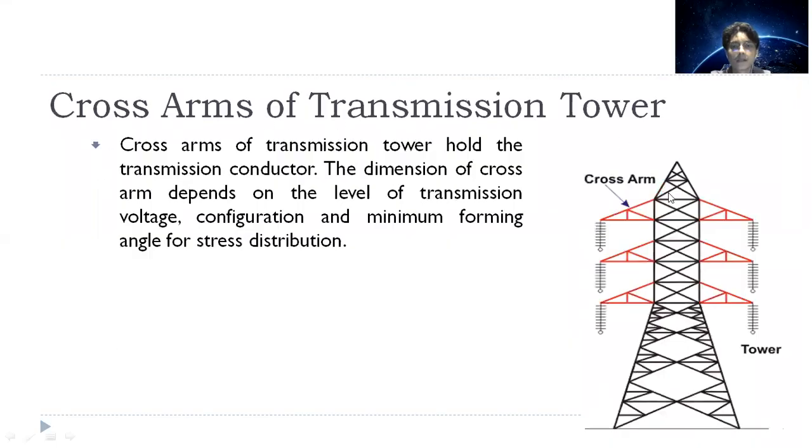Next, the cross arm of transmission tower, which carries the transmission conductor. The dimension of the cross arm depends on the level of transmission voltage, configuration, and minimum forming angle for stress distribution.